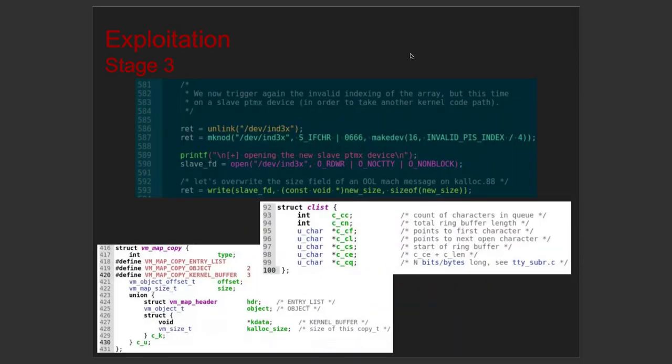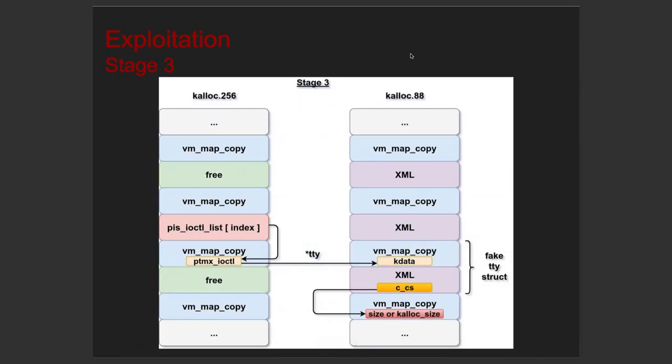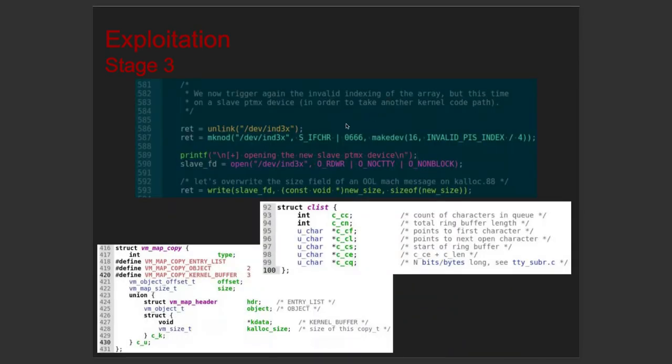Okay, so after we have arranged it this way, we trigger again the invalid index array bug, but this time on a slave PTMX device. I was only doing that on a master PTMX device, but in order to reach the right code path that I mentioned, you need to do it on a slave PTMX device. So that's what happens here.